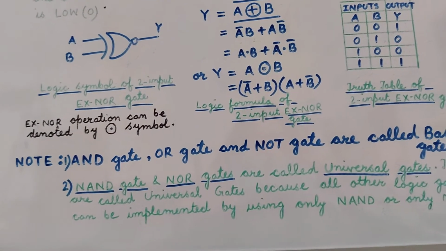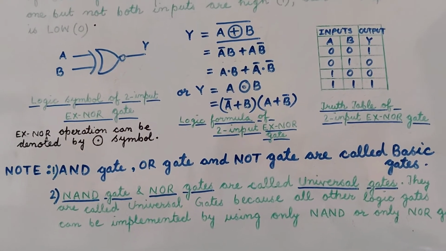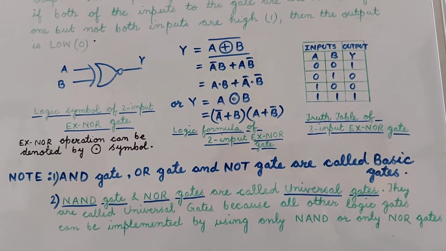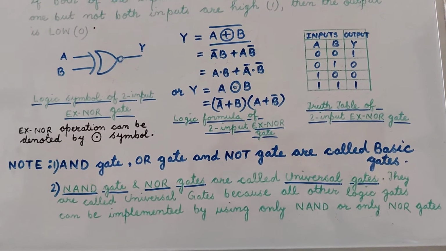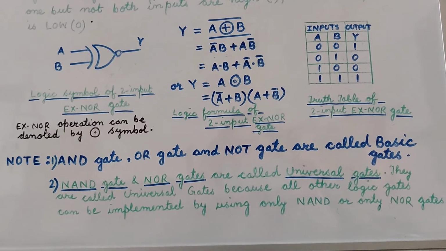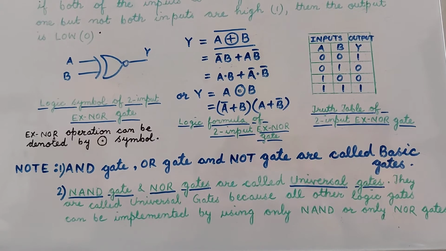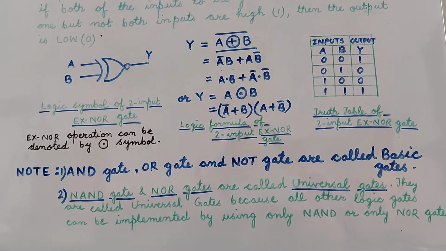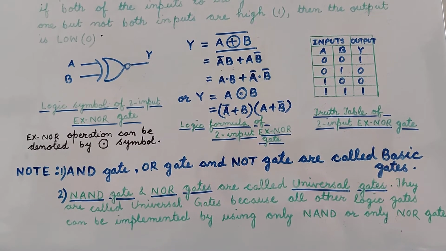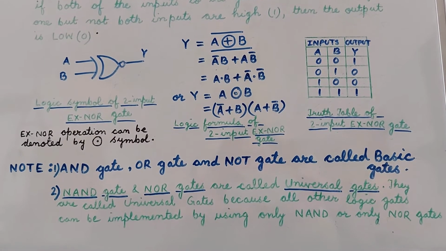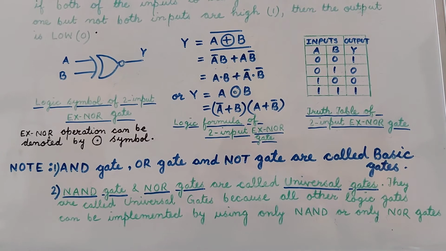So we have discussed all the 7 types of logic gates. Now to summarize, we can say that out of these 7 logic gates, the 3 gates, that is the AND gate, the OR gate and the NOT gate, are called basic gates because the AND gate, OR gate and NOT gate can be used to make other types of logic gates.